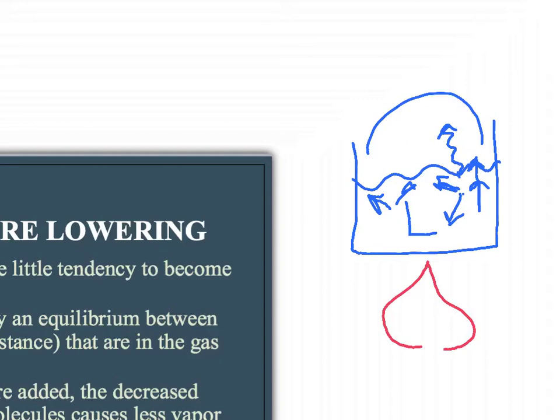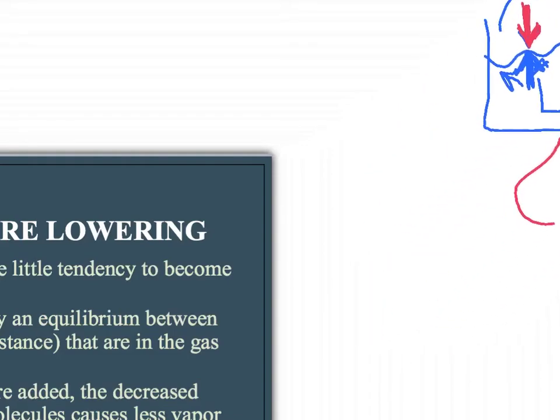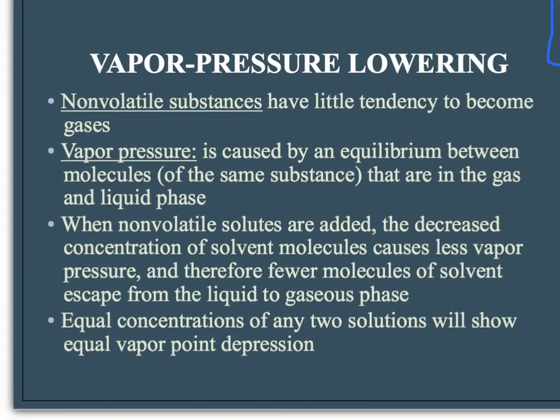They'll form a vapor. So the vapor pressure looks at the equilibrium between the pressure of the molecules above this solution, the pressure of the molecules that are in the gas phase, compared to the pressure of the molecules within the solution that are still in the liquid phase. So that's the idea behind vapor pressure.